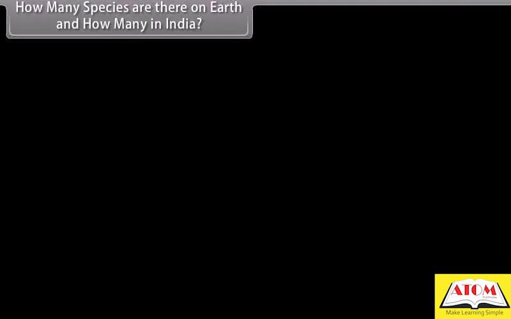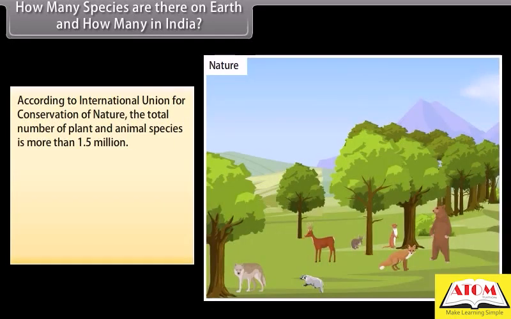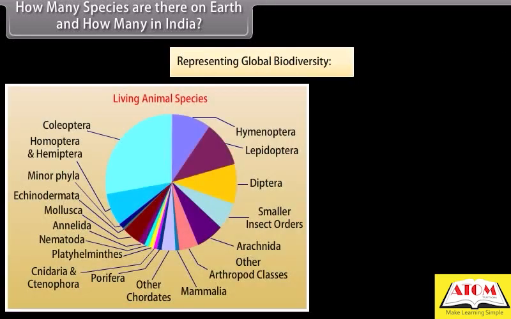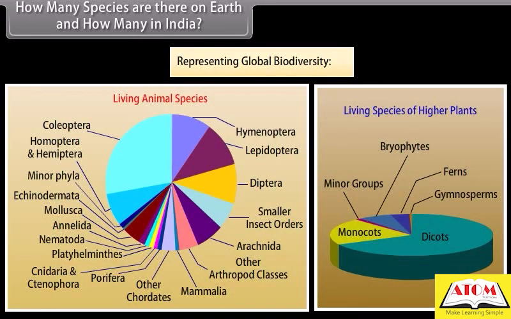How many species are there on Earth and how many in India? According to the International Union for Conservation of Nature, the total number of plant and animal species is more than 1.5 million. Biodiversity is important to human beings for their sustenance, health, well-being, and recreation. For example, humanity derives all of its food, medical and industrial products from the components of biological diversity. Here is a pie graph representing global biodiversity.